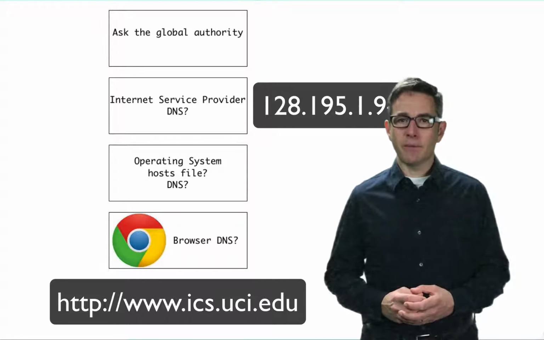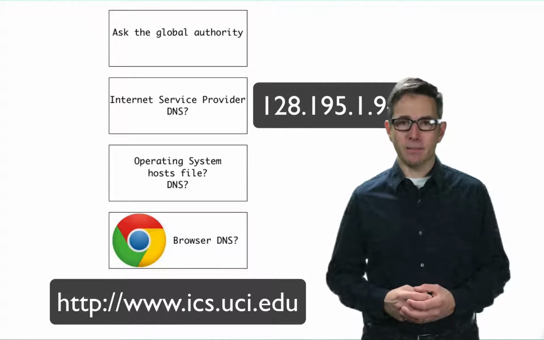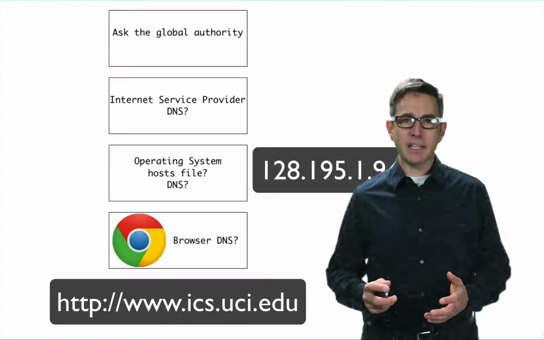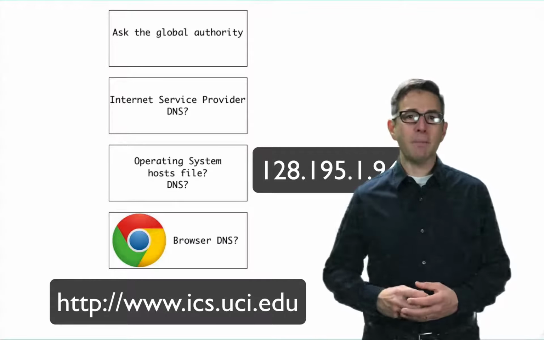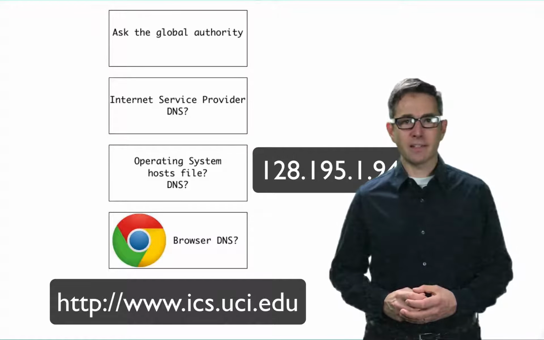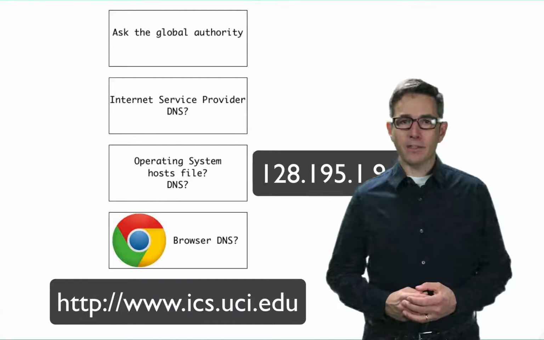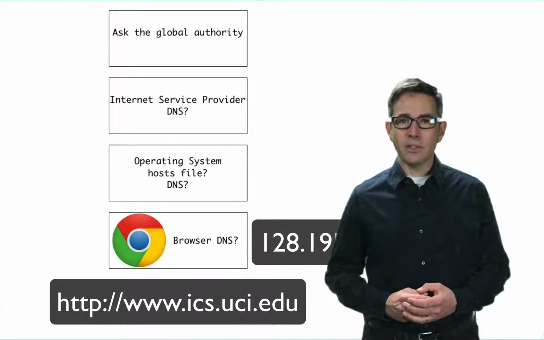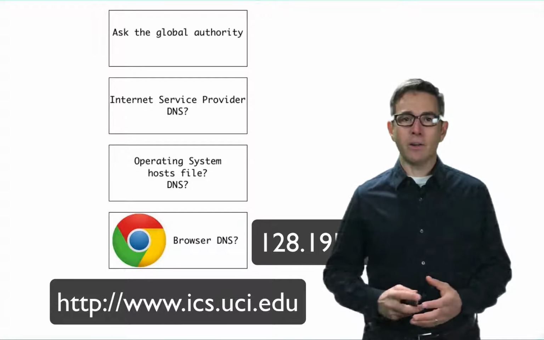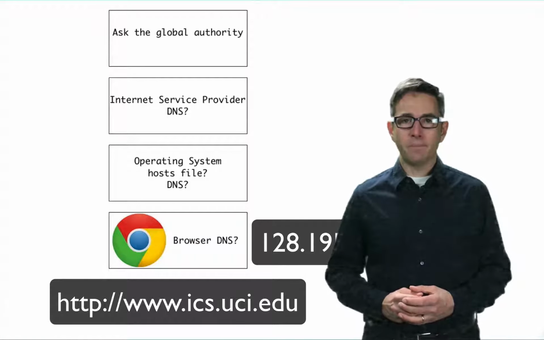Then your internet service provider passes it back to your operating system. Your operating system says, thanks ISP for that translation. I'm going to keep a copy of that translation in case someone else asks in a little bit. So it adds it to its cache. The operating system then sends it back to the browser, and the browser keeps a copy of it. And then the browser uses that translation. Now it knows where on the internet it can find the information that you're looking for.